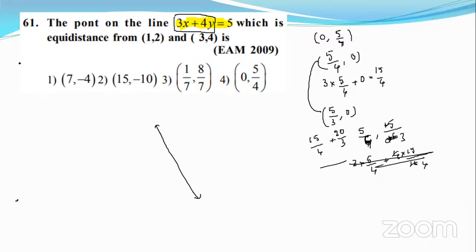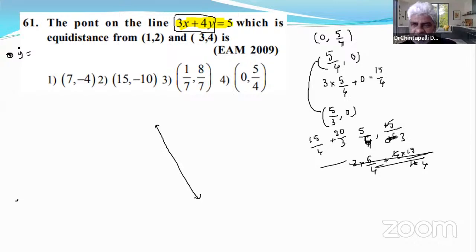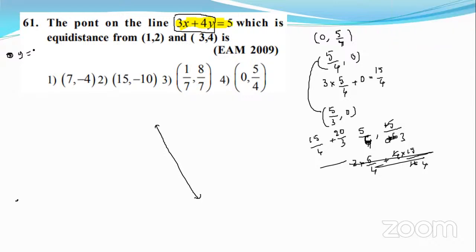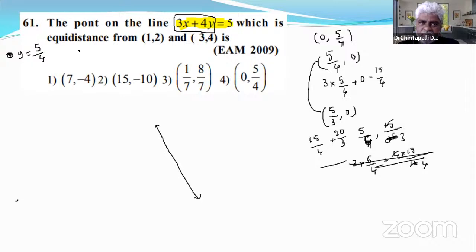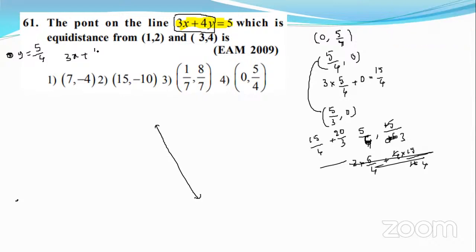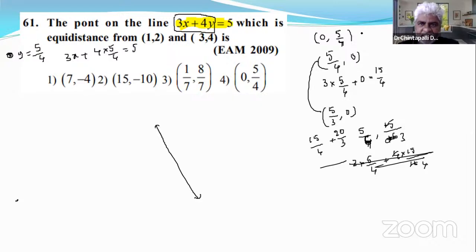I put the x value as 0, and I got the y value as 5/4, sir. Then I put the y value in it to find the x value, and I got it wrong. Yes, it's a correct approach. What's your y value? 5/4. Put y equal to 5/4 in that equation: 3x plus 5 equals 5, so 3x equals 0 and x equals 0. That's why it is (0, 5/4).